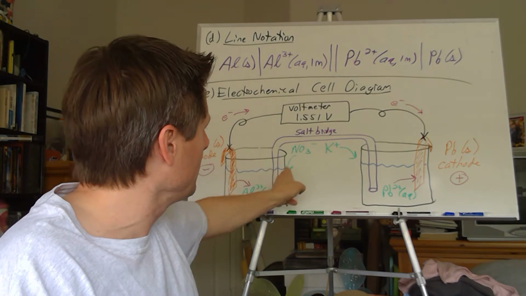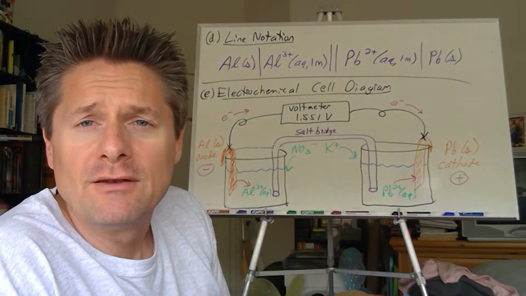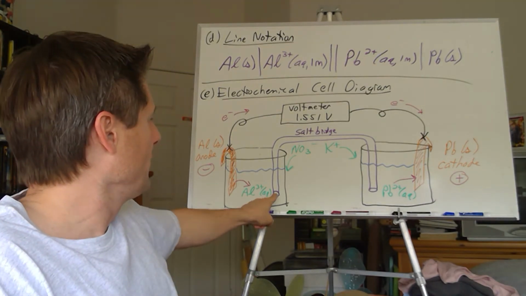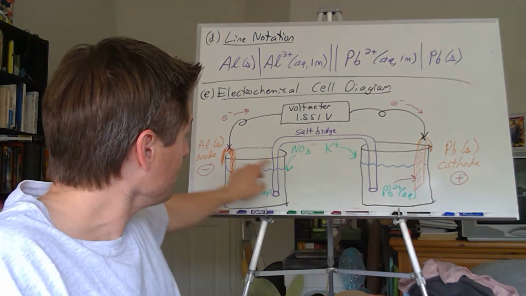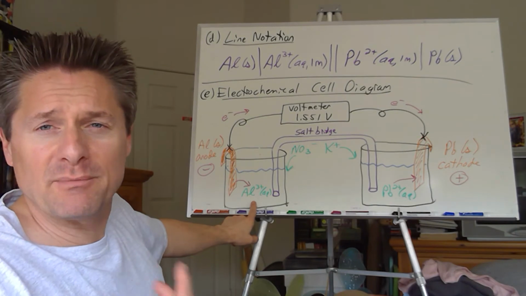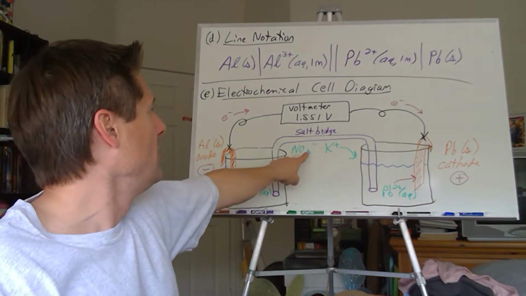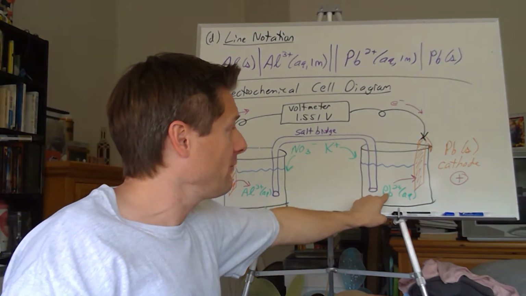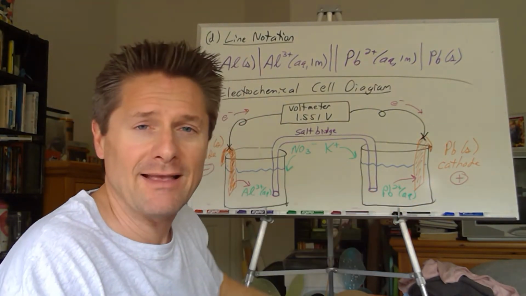So when that salt bridge goes in, it's filled with some kind of non-reactive salt solution, almost always potassium nitrate, with the little cotton or porous plugs here. So as the aluminum ions build up, it becomes too positive at the anode. So for every aluminum 3 plus, 3 nitrates come over. Over here, for every lead 2 plus that you lose, 2 potassiums come in.